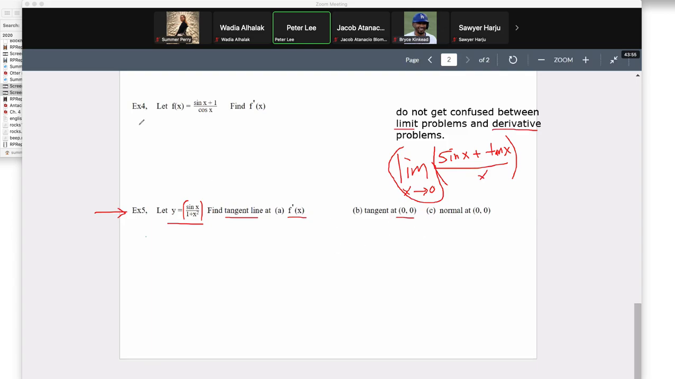I'm sure you can do that on your own. Now let's look at example 4. Here we have f of x equals sine x plus 1 over cosine x, and we are asked to find the derivative. It looks like a quotient, but note that the denominator is a single term, a monomial.